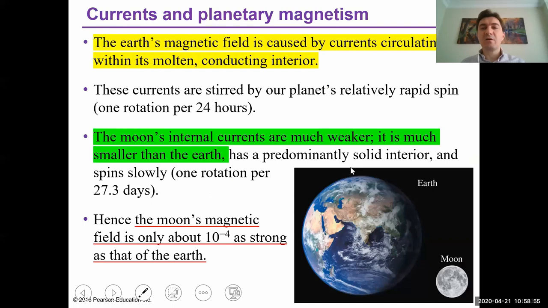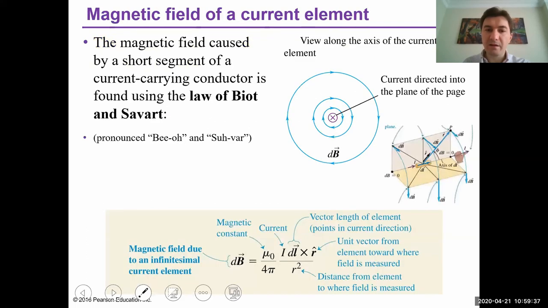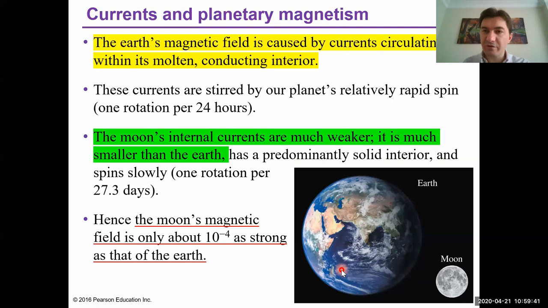Now let's give a very short example concerning currents and planetary magnetism. We learned during the last lecture that Earth has a certain magnetic field around itself, and it is very useful for many applications. This magnetic field of the Earth is caused by currents circulating within its molten conducting interior. So in the interior part of the Earth, there are currents, and due to those currents, a magnetic field is produced.